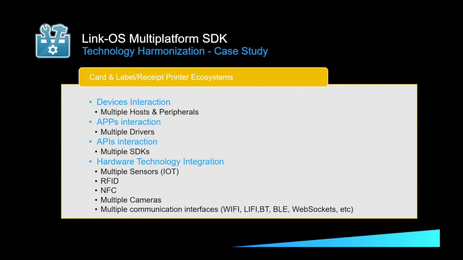Okay, let's go to technology harmonization, another categorization for optimization. When we talk about technology harmonization, we are talking about how we deal with different technologies in our printers. So we can have multiple hosts, multiple peripherals, we can work with multiple drivers and also multiple SDKs, third-party SDKs, but in addition to that, we have to work with different hardware. So we need to work with different sensors, IoT. Our new printers are coming with IoT sensors, and also RFID radios, NFC, also cameras, or multiple communication interfaces, could be Wi-Fi, Bluetooth, Bluetooth low energy with sockets, etc.